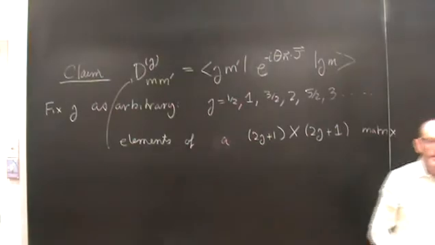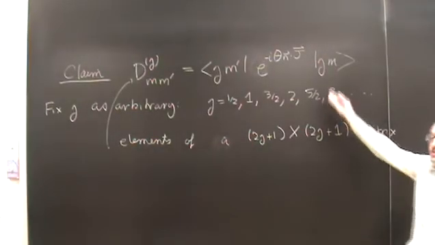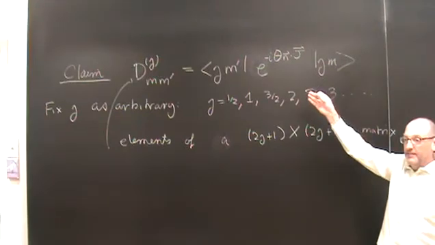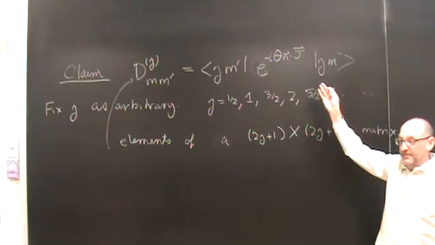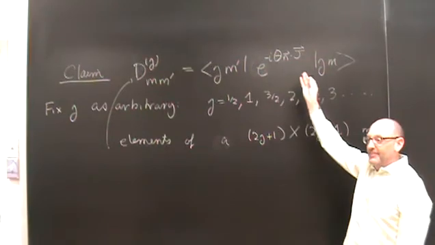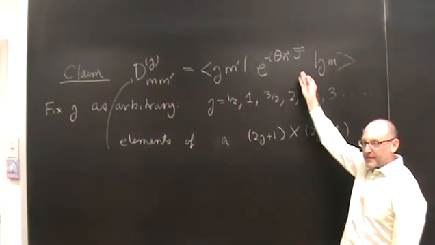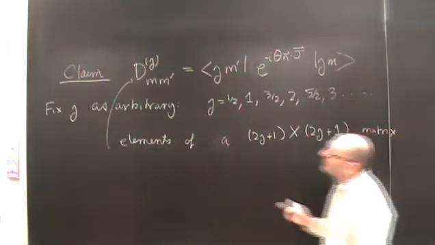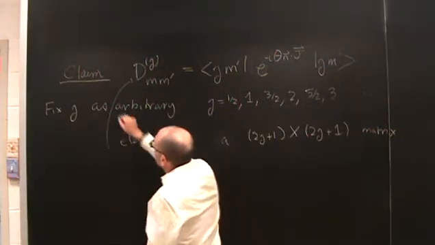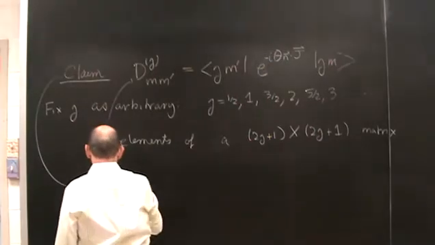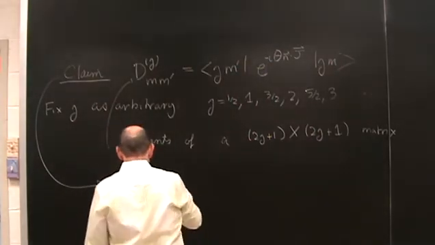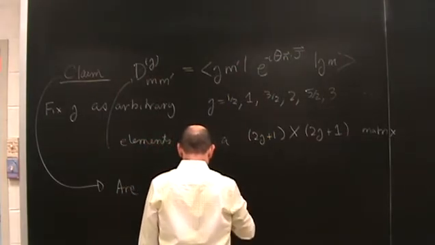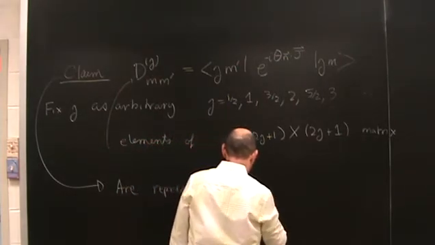Right? So if j is a half, these are the elements of a 2 by 2 matrix. If j is 1, these are the elements of a 3 by 3 matrix. If j is 3 halves, the elements of a 4 by 4 matrix, etc., etc. I claim that these matrices are representations of SU2.